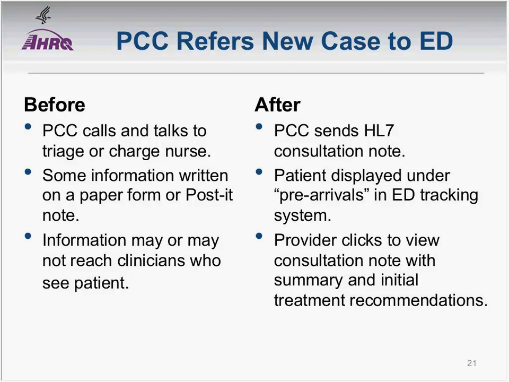As an example, let's take a closer look at just one part of the overall collaboration process. That step when the Poison Control Center refers a new case to the emergency department. Right now, the Poison Center specialist places a telephone call to the emergency department, and they'll reach a charge nurse, a triage nurse, or whomever is available at that moment. The Poison Center tells the ED about the case, who is coming, what they recommend in terms of initial evaluation and treatment. Some subset of that information is written down, usually on a Post-it note or a paper form, whatever's handy, and that piece of paper may or may not ever reach the clinician who sees the patient.